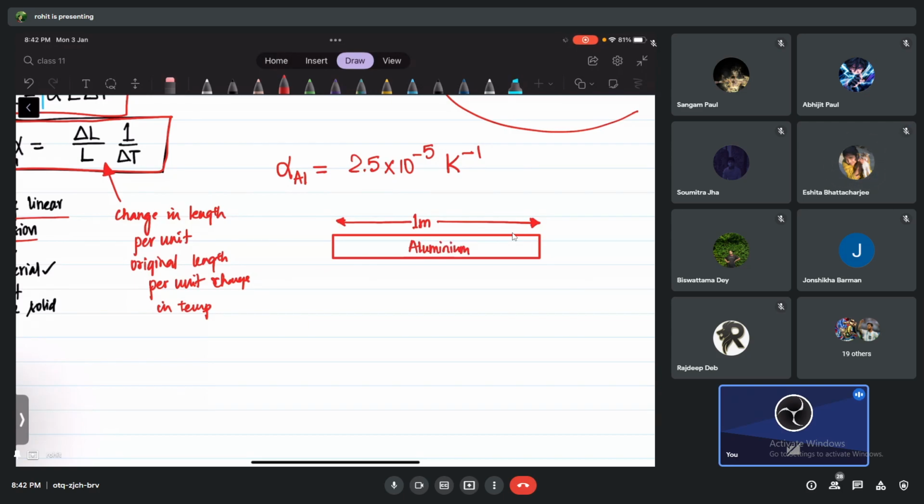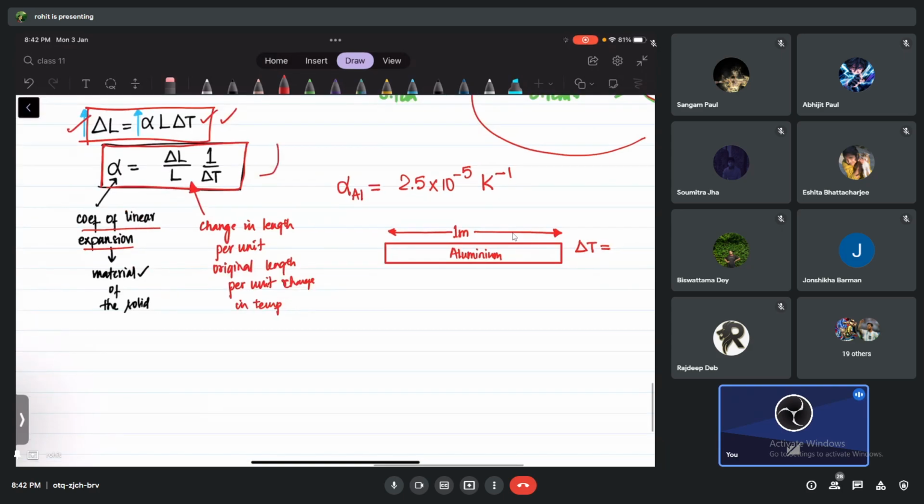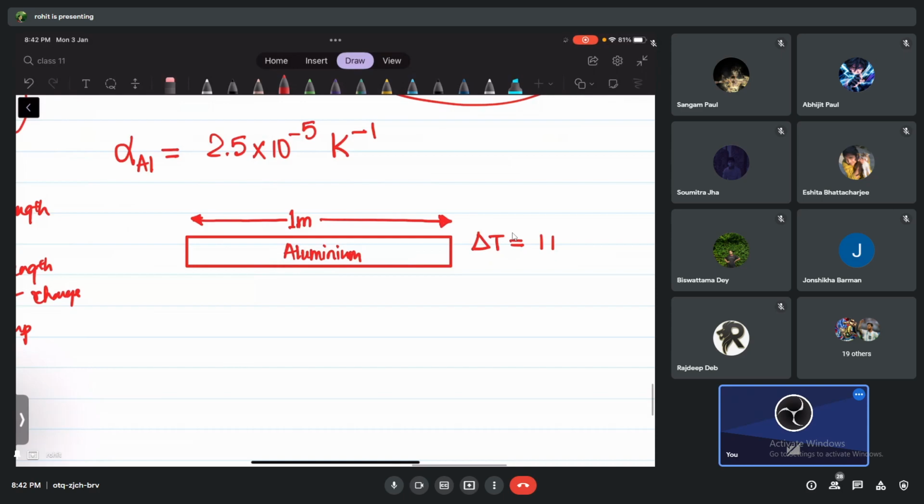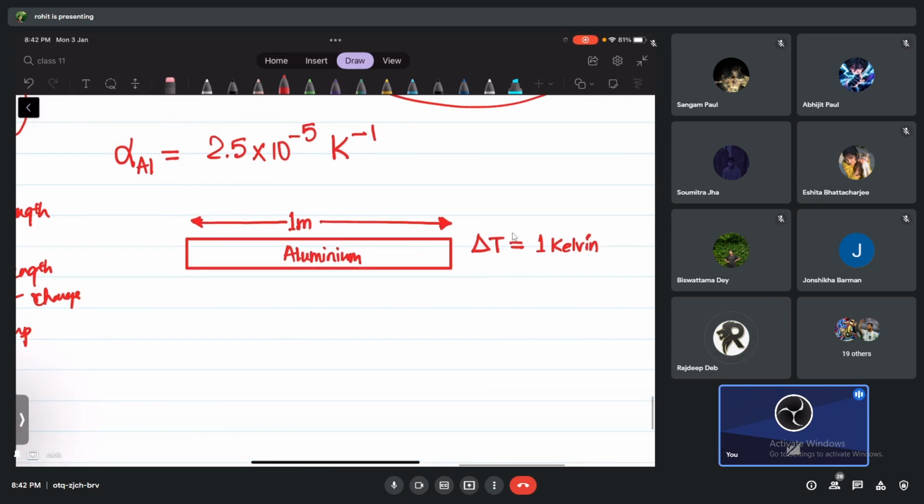If I take 1 meter long cylindrical aluminum wire and change the temperature, look at the change per degree. If you read the definition, alpha is always measured per degree change in temperature. So I'm going to write 1 Kelvin. That means I raise the temperature by 1 Kelvin, say 100 Kelvin becoming 101 Kelvin. So we have changed the temperature from 100 Kelvin to 101 Kelvin.